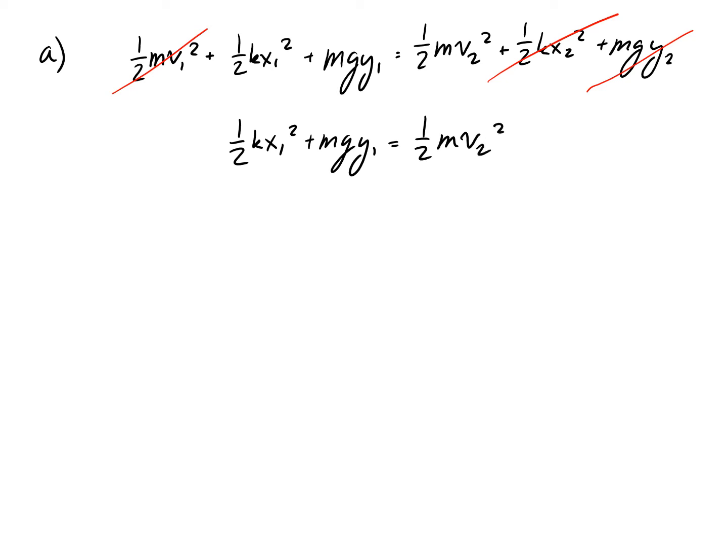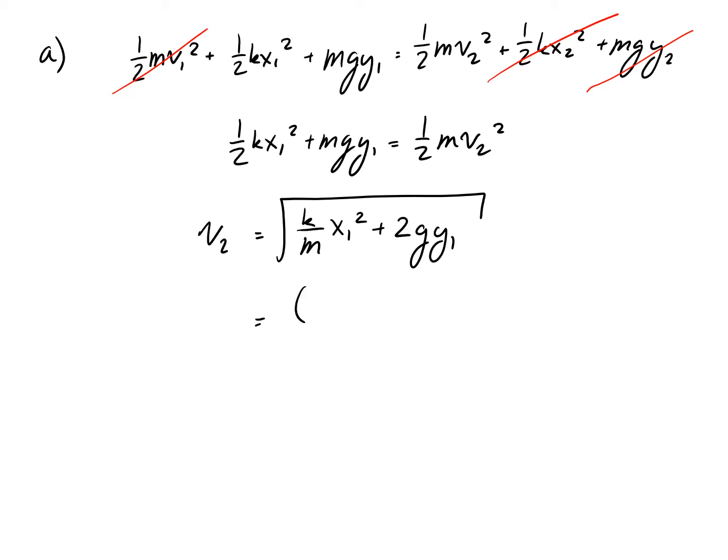So this is the equation that we have. So we're going to need to do a little bit of algebra here. So v2 is going to be equal to the square root of 2, so we're multiplying everything by 2, dividing by m. So we're going to have k over m x1 squared plus 2 g y1, and we're going to take the square root of that. So again, we can't just explicitly eliminate the mass because mass is not in all three terms. And we can't just explicitly get rid of the 1/2 because 1/2 is not in all three terms. So we need to multiply all terms by 2, divide by m.